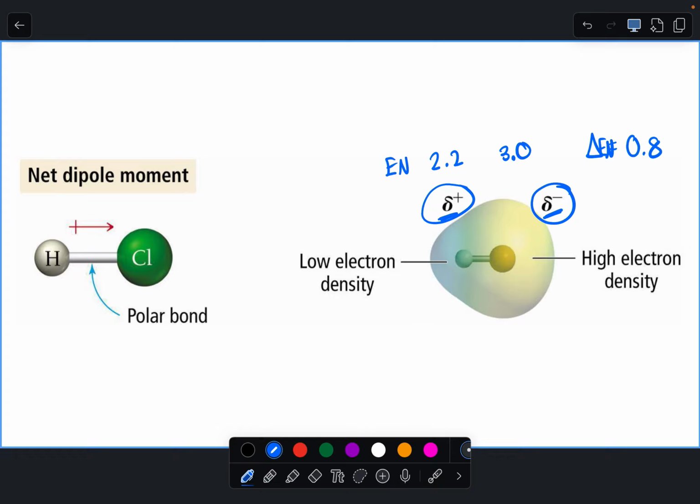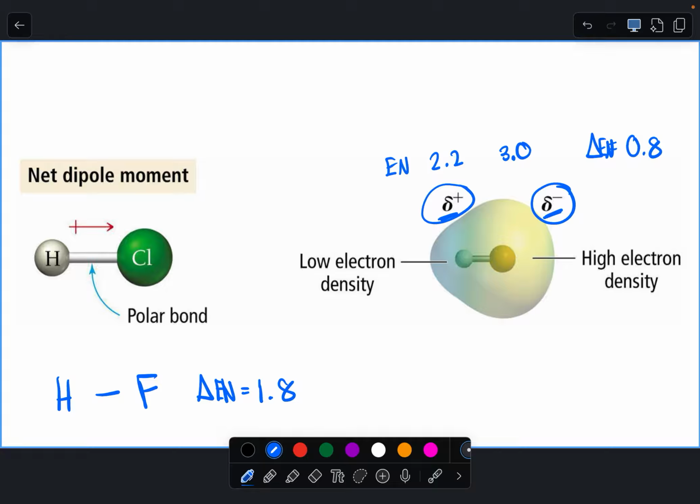So we said the difference in electronegativity here is 0.8. If I were to do HF, this is actually a difference of, that's supposed to be an EN. This is actually a difference of about 1.8, okay? So a much bigger difference in electronegativity.